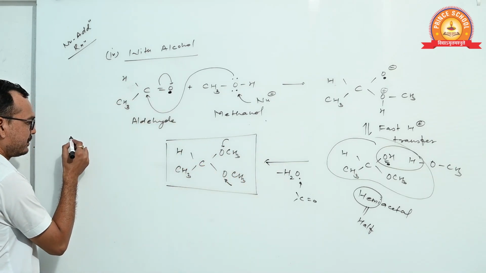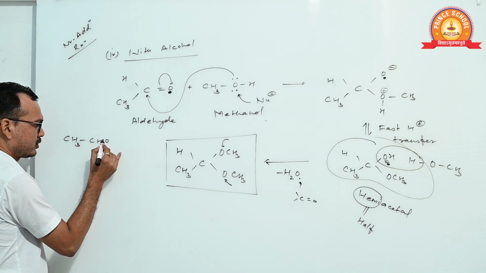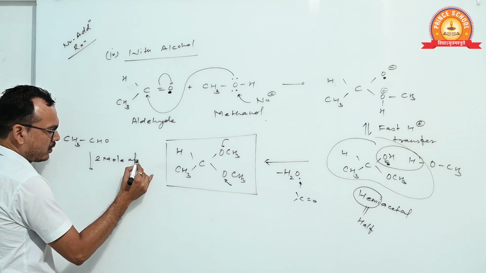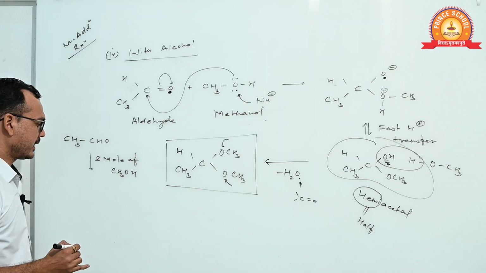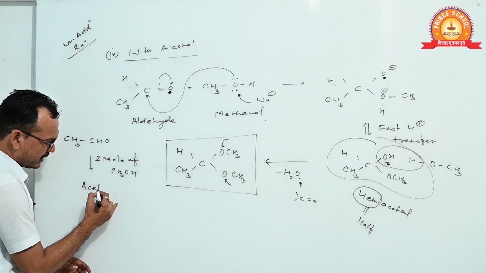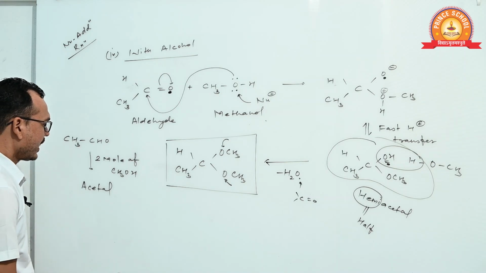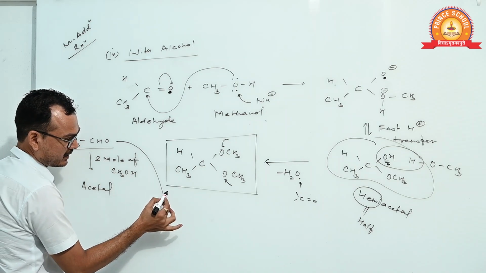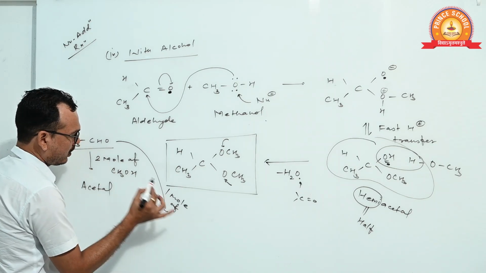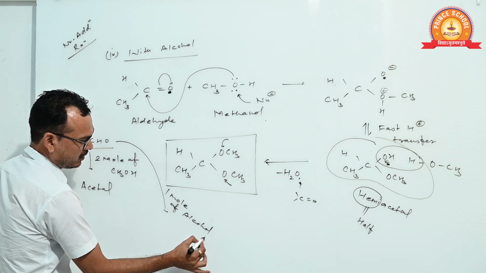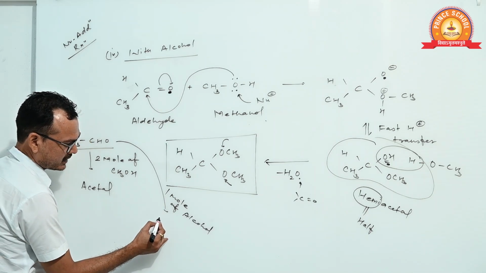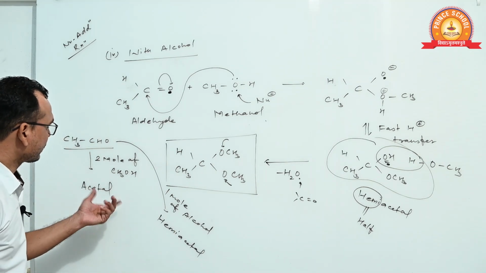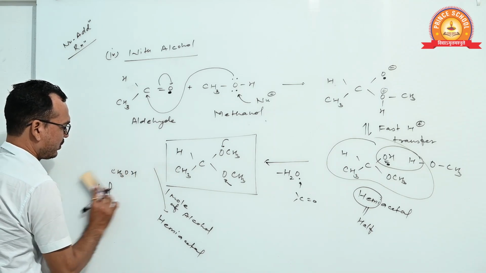Now suppose the examiner says CH3CHO, and on the arrow sign suppose he writes 2 moles of methanol, then what is the final product? Final product is our acetal. Is that clear? And suppose the examiner says what happens when aldehyde reacts with 1 mole of alcohol, then the forming product is the hemiacetal. Clear? We take an example of an important reaction.